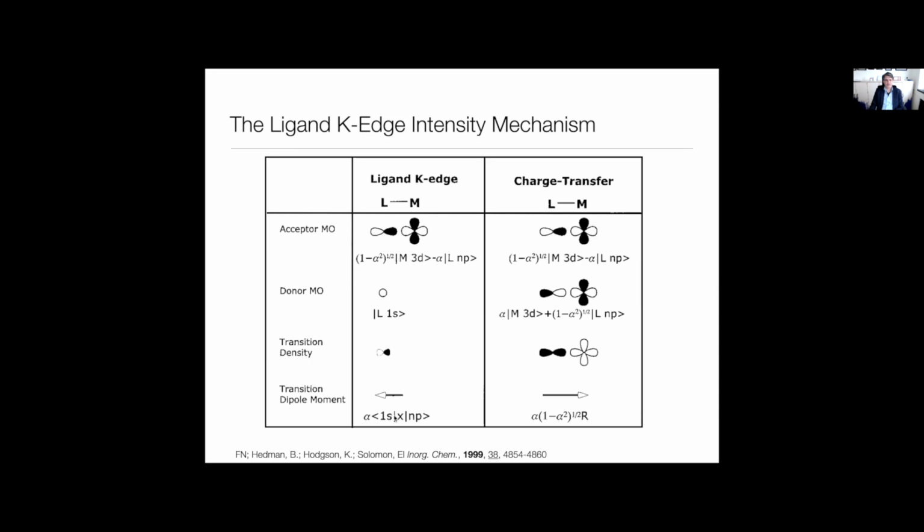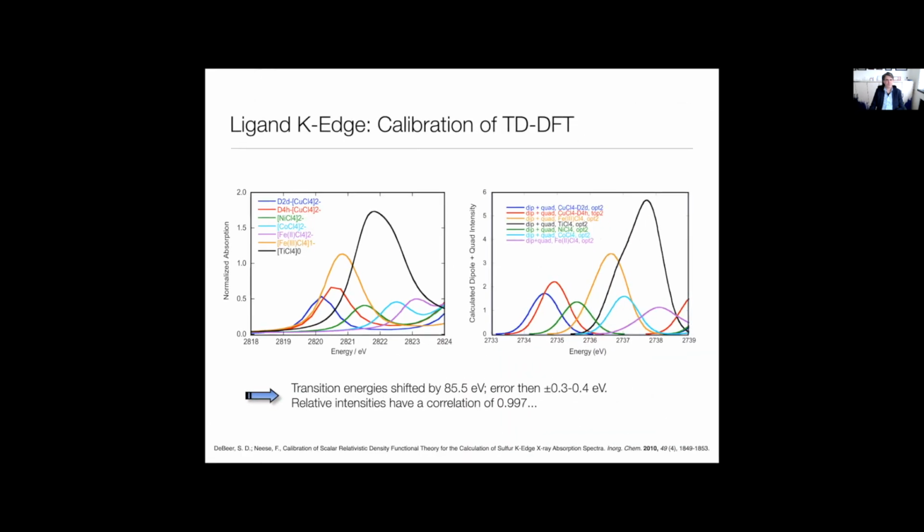And that's why the intensity of that transition is directly proportional to the amount of chlorine character here, or the ligand character, which is alpha squared. Whereas in the case of a ligand to metal charge transfer transition in the optical region, the donor and acceptor orbitals are both delocalized, and that leads to a factor of R, like the metal ligand distance, in that intensity equation. And of course, that is not there in the ligand K-edge. And there has been some confusion about that in the literature that we addressed in that very old paper.